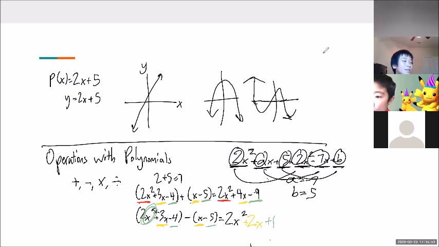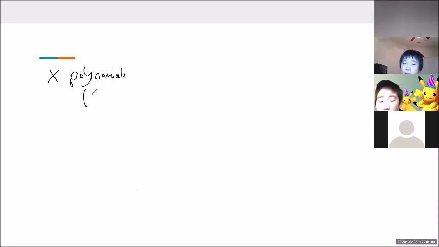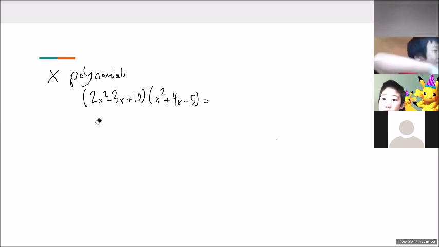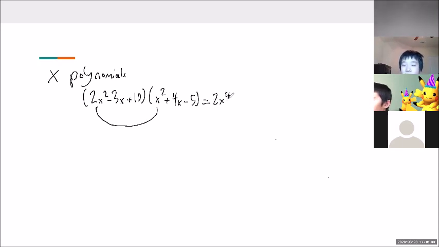Next of all, we've only covered addition and subtraction. So now, multiplying polynomials. How do you multiply polynomials? Let's take two different polynomials, in this case quadratics: 2x squared minus 3x plus 10 times x squared plus 4x minus 5. If we multiply these two, you just have to do FOIL, which means you multiply every single term with every single other term. So you would multiply 2x squared and x squared, and that would be 2x to the fourth. That's the only product of two terms that results in something with an exponent of 4.